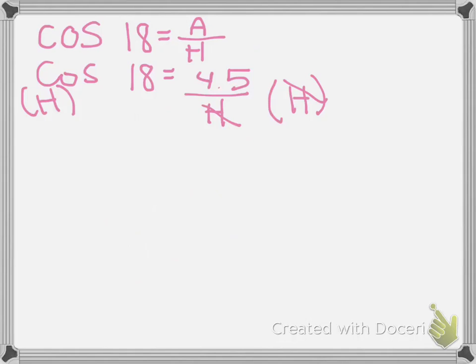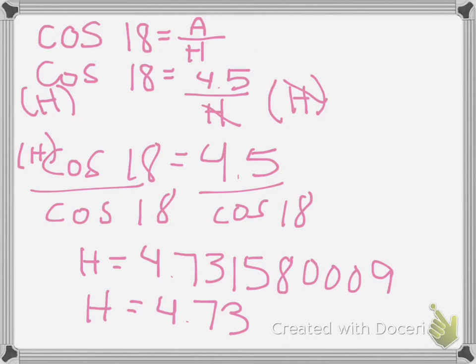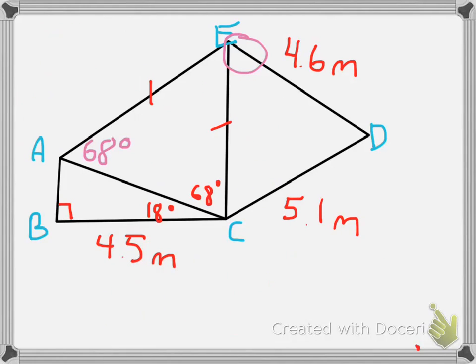So you're left with cosine of 18 equals 4.5, and this side is multiplied by h. Since you want to get h by itself, you divide both sides by the cosine of 18. When you divide that, you get the hypotenuse is 4.73 meters. So we can go back and stick that in.